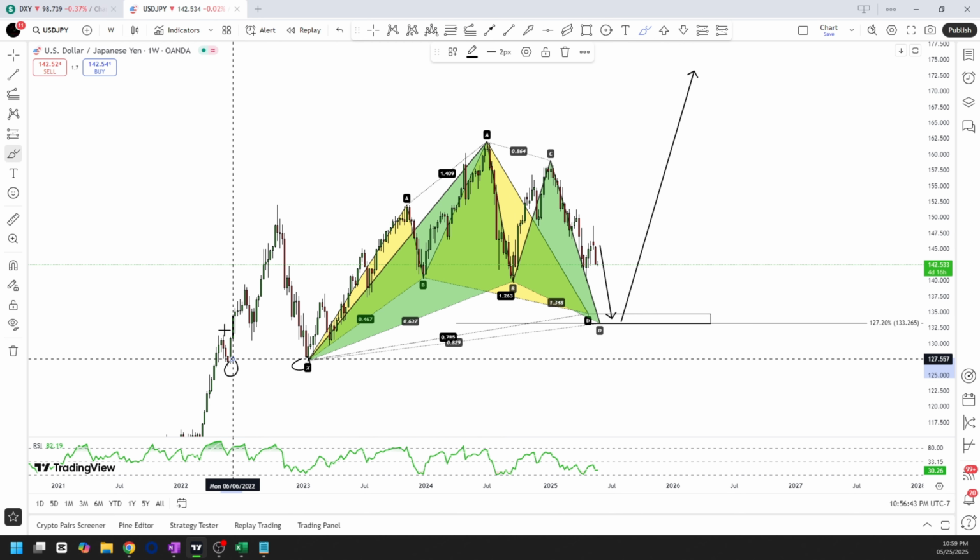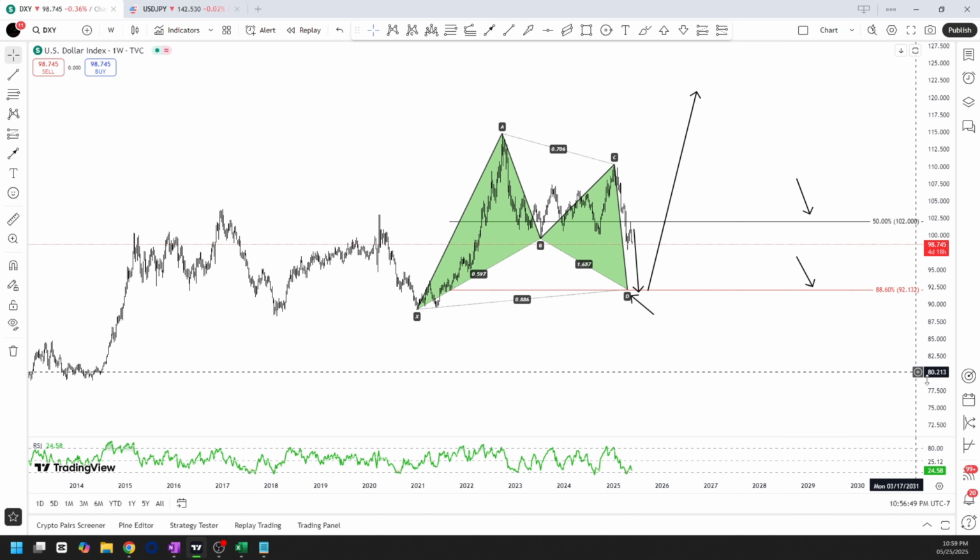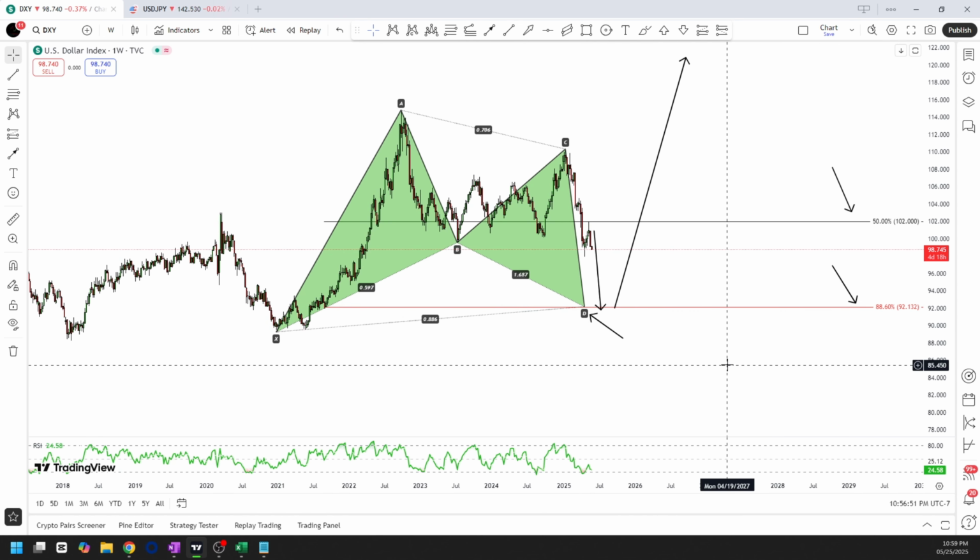So again, I don't like to do doom and gloom. I don't like to do fear mongering, but ladies and gentlemen, this is absolutely what is at play. That's pretty much all I got. I'm going to monitor it and see what happens as we go through the days.